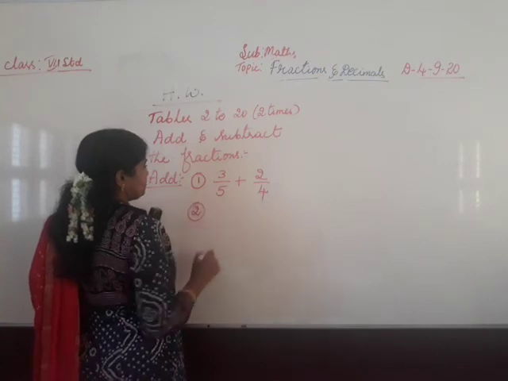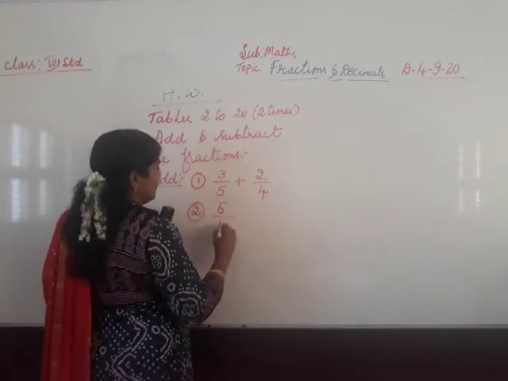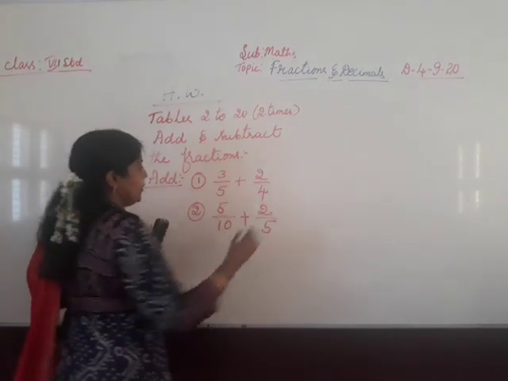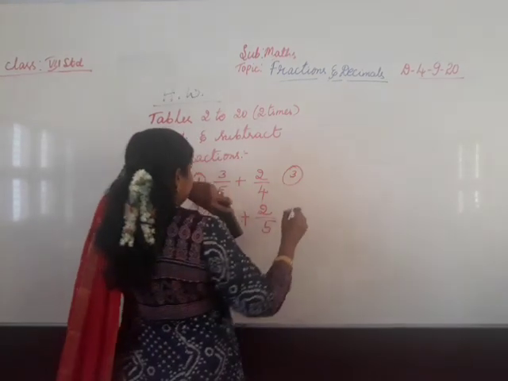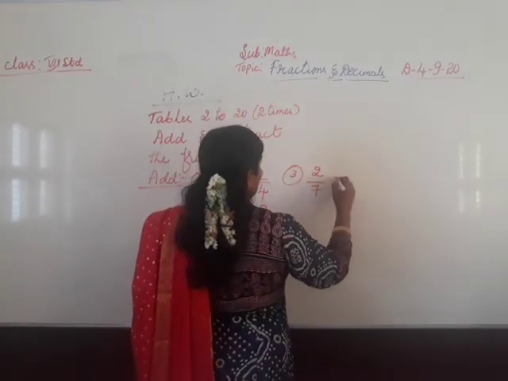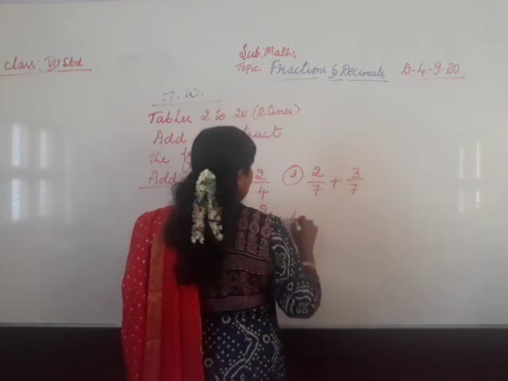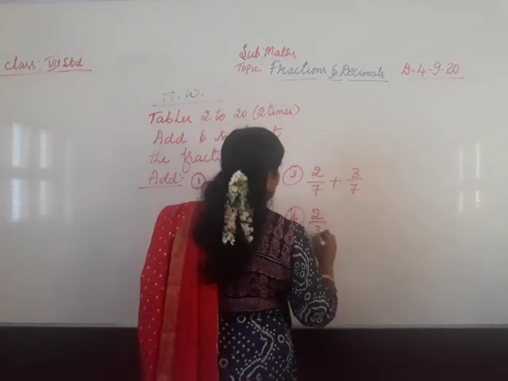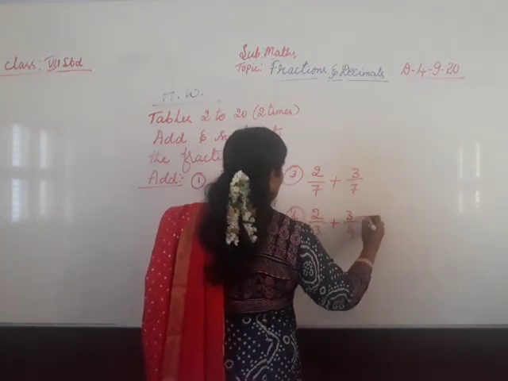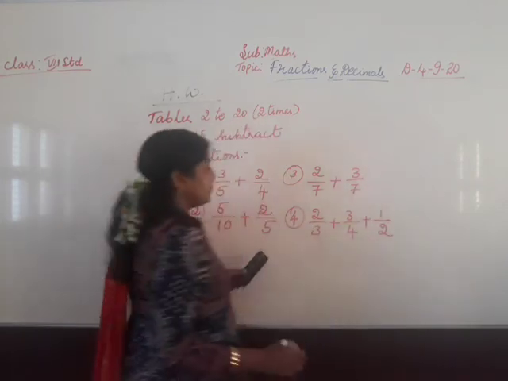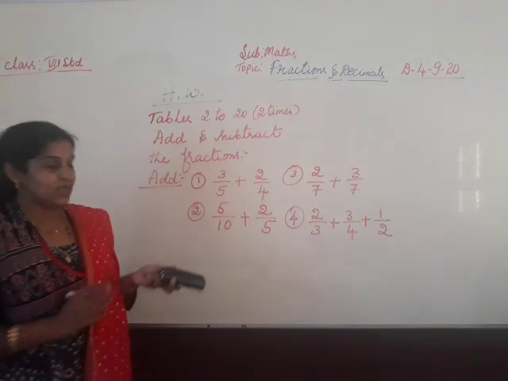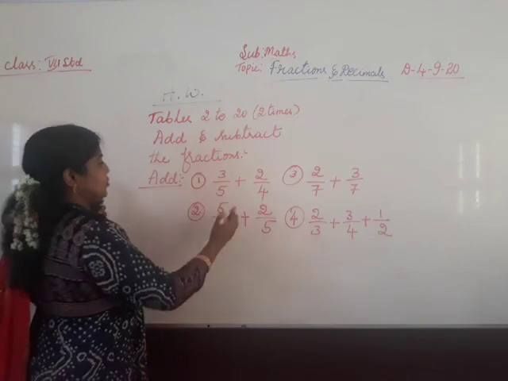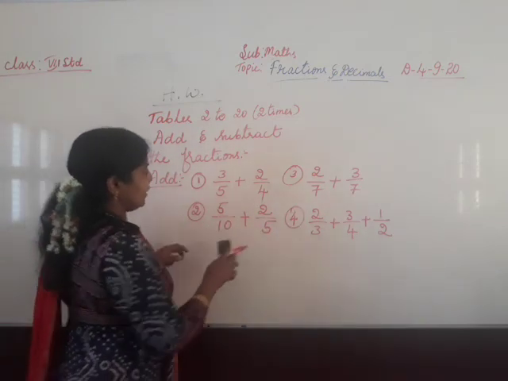Second, 5 by 10 minus 2 by 5. I have not given subtraction, so make it plus only, no problem. Third one, 2 by 7 plus 3 by 7. Fourth one, 2 by 3 plus 3 by 4 plus 1 by 2. It may be 3 fractions, the same method we have to apply. So understood? This is just homework. In the homework, add and subtract the fractions. Make it minus only.